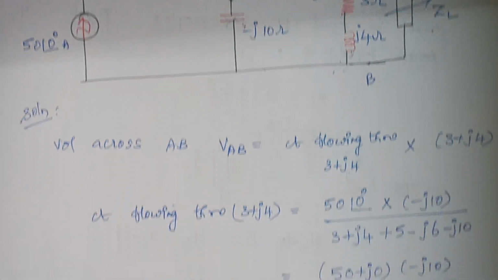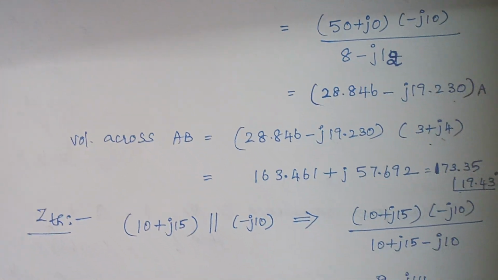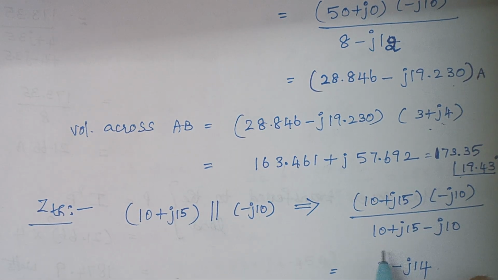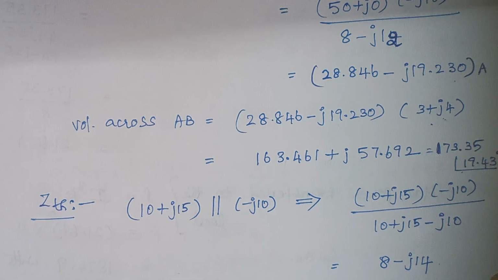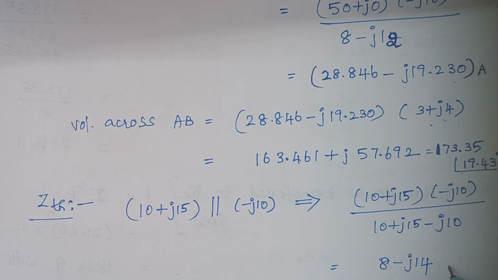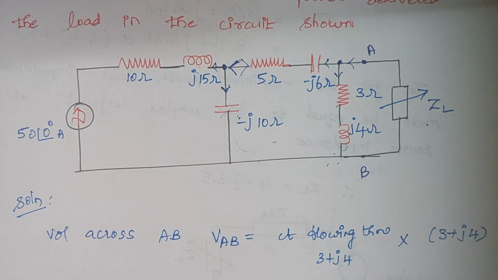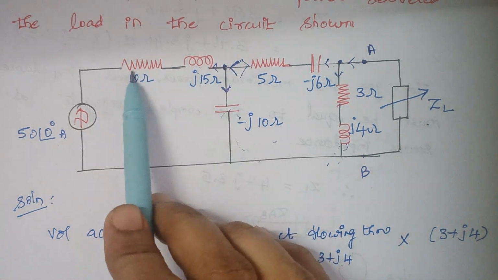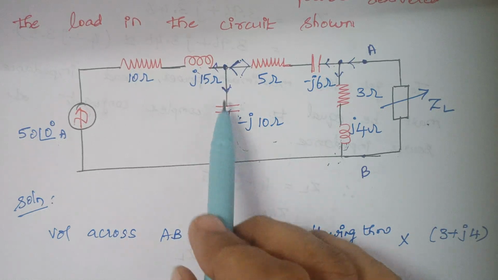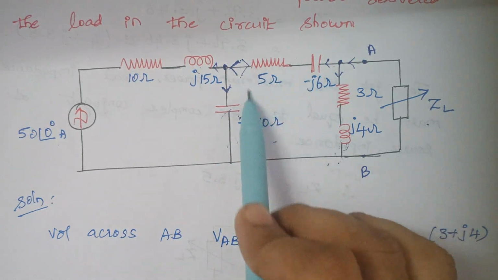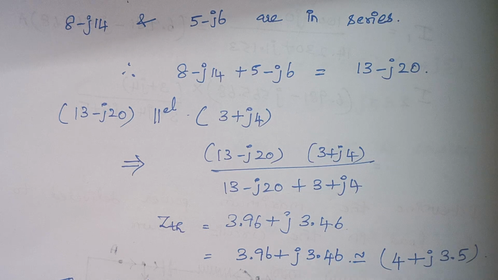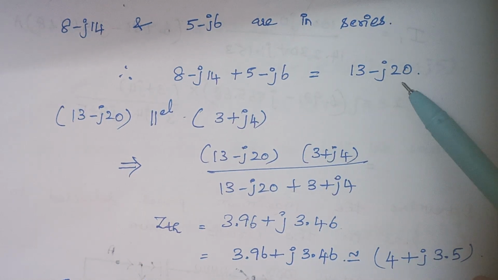Just substitute the values here: Z1 into Z2 divided by Z1 plus Z2. The answer is 8 minus J14. Now we have reduced these two into a single element. That combination comes in series with this part, and for a series combination you simply add. When you add, the final answer is this.